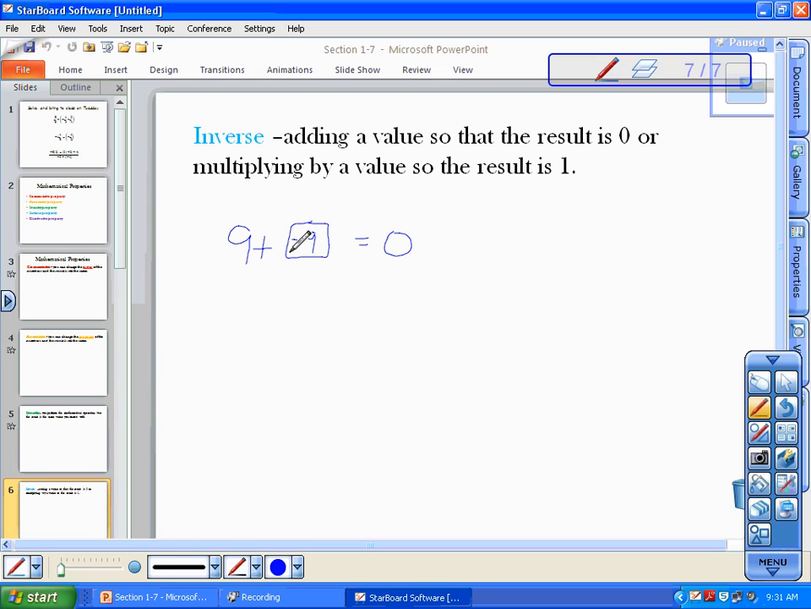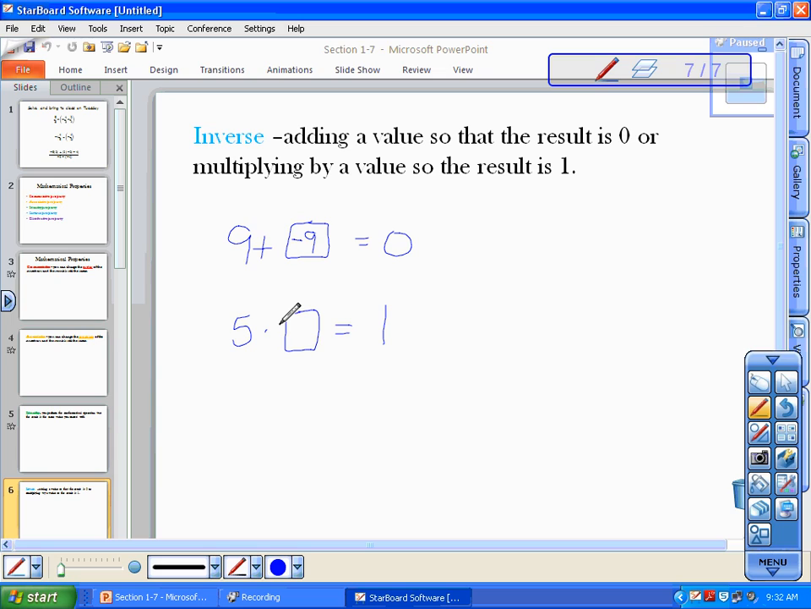Let's say we're going to do the same thing for multiplication. So what am I going to multiply 5 by to get a value of 1? 5 times what will give me a value of 1? Lots of times students want me to put a -5 inside of this box. But a 5 times a -5 will end up being -25, not 1.